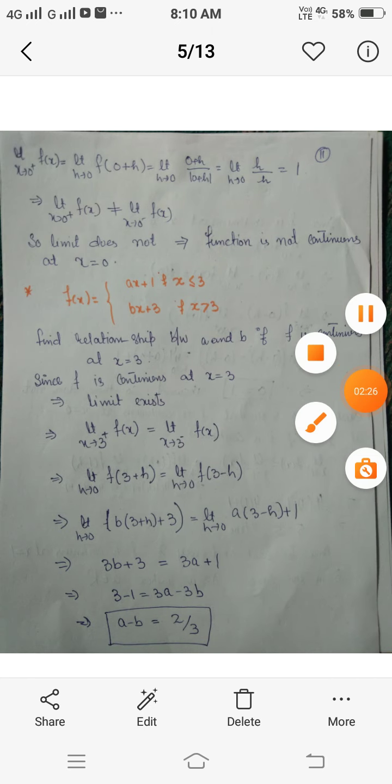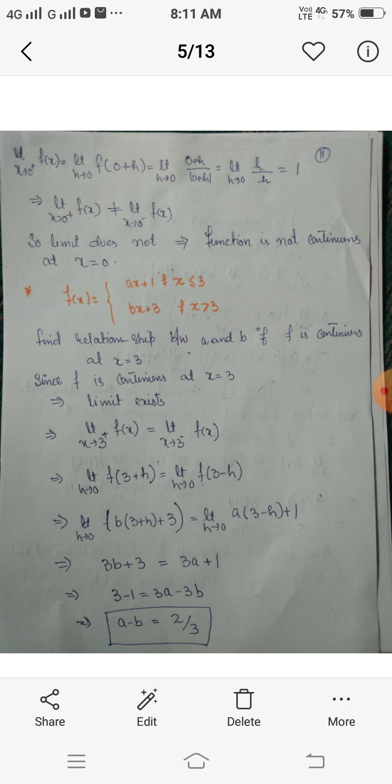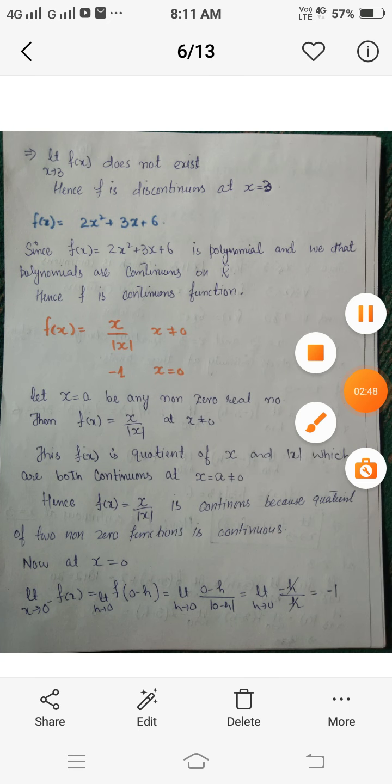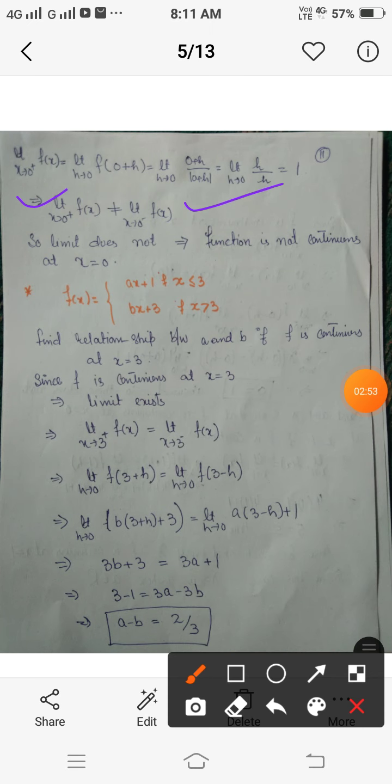Similarly, the right limit at this point 0 is limit h tends to 0 f of x, which is the same as limit h tends to 0 f of 0 plus h. Now limit h tends to 0 of 0 plus h upon mod of 0 plus h. Now h upon mod h is simply h by h, which is 1. So here the right limit is 1, the left limit is minus 1. So this means that left limit not equals right limit, hence the limit does not exist at the point x equals 0. So this function is not continuous at x equals 0.